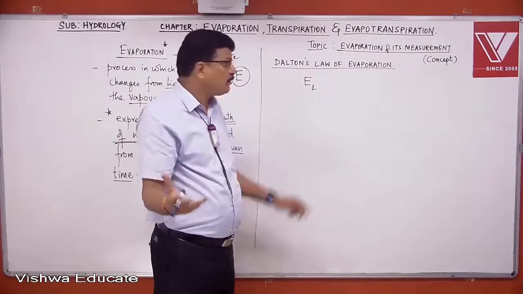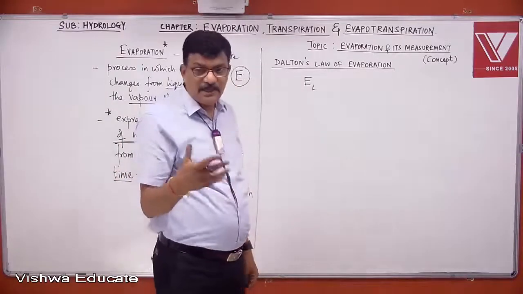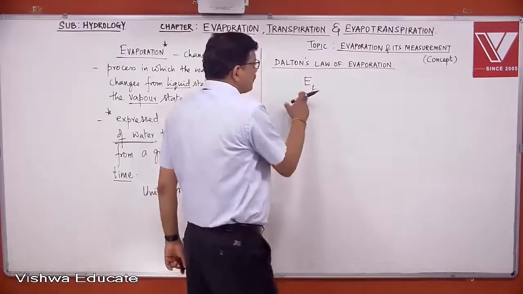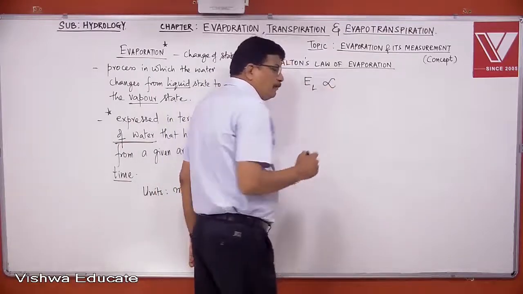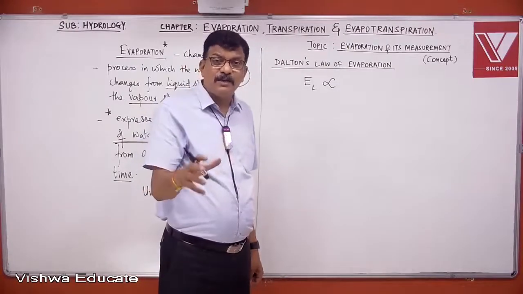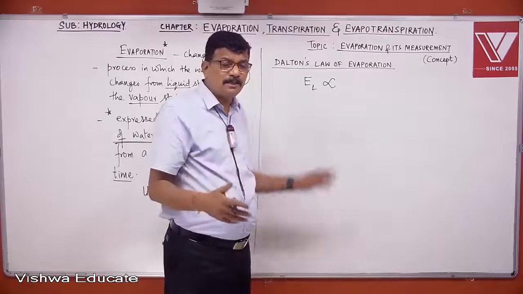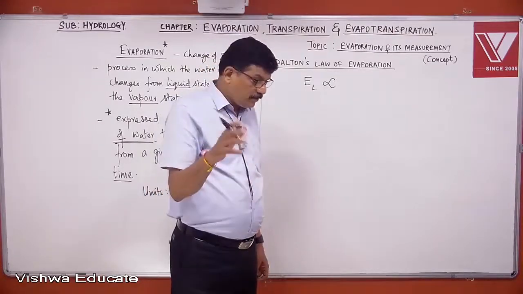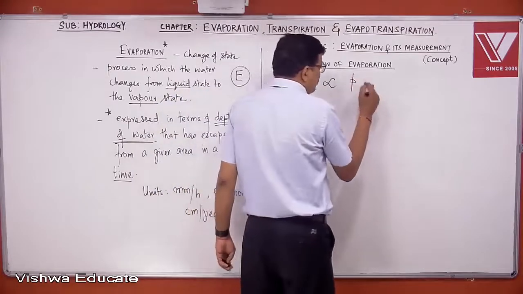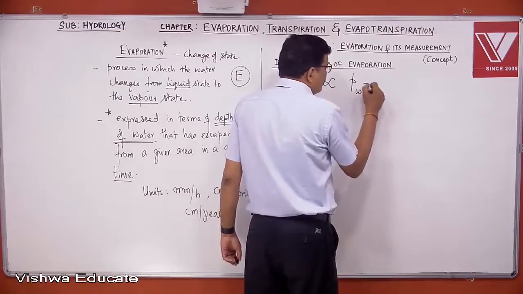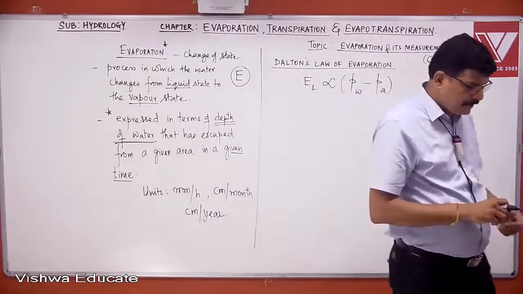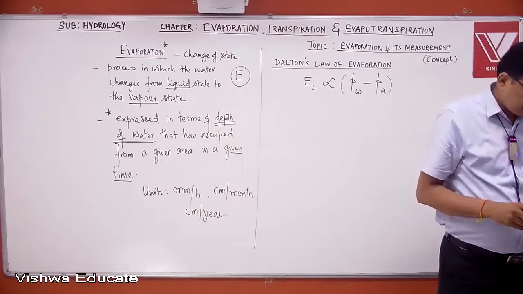or a lake, according to Dalton, he has studied the evaporation from a water body called lake. So the lake evaporation is directly proportional to the evaporation loss from a lake is reported by this scientist as the difference in pressures between two values, okay, PW and PA. Okay, that is Dalton's law.